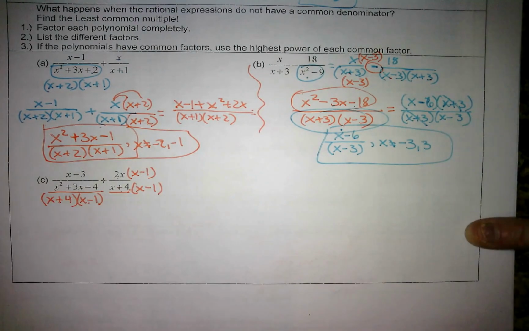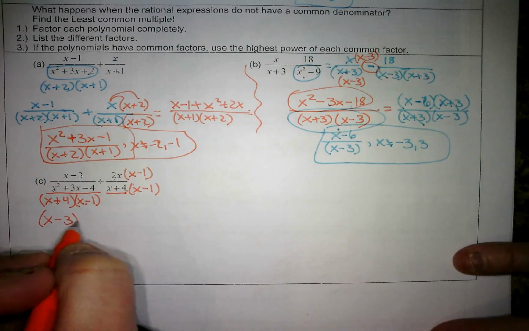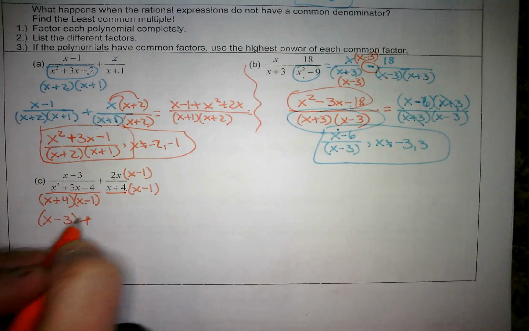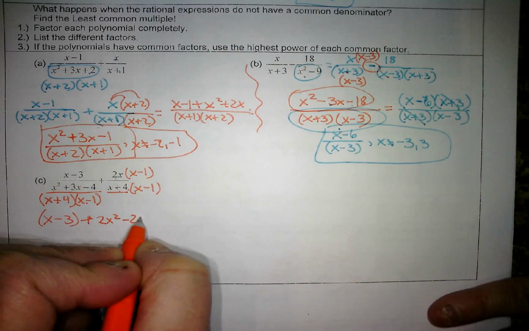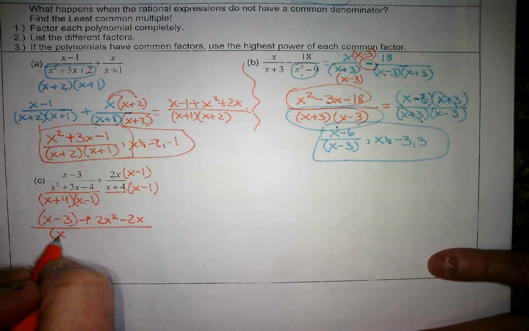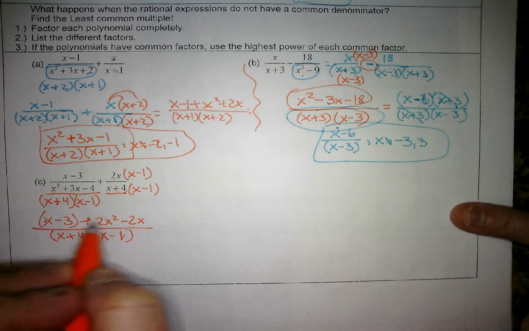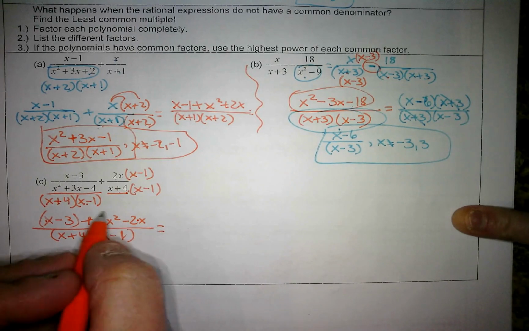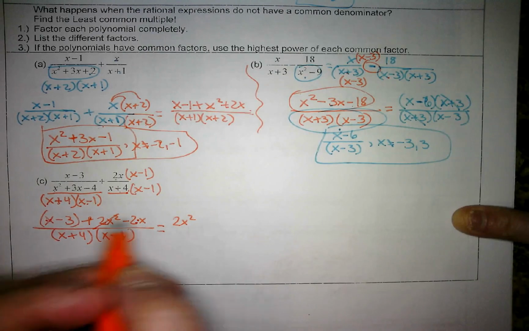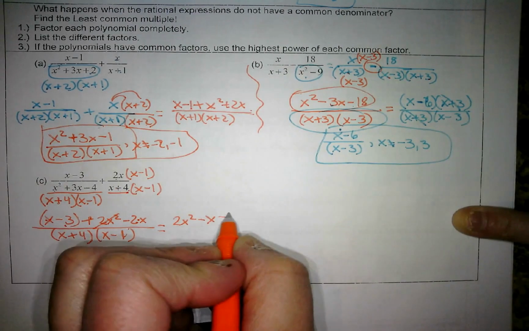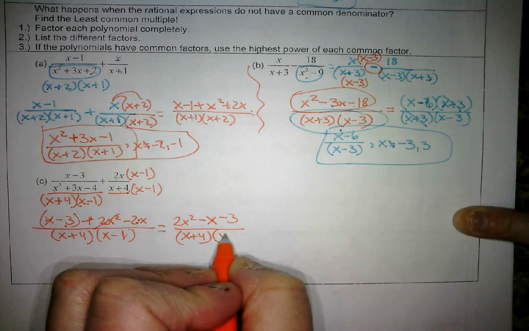Alright, now we're going to do our addition. So we have x minus 3 plus, and you don't have to put parentheses around it, I just did because I wasn't thinking about not doing it, 2x squared minus 2x all over x plus 4 times x minus 1. Alright, so x combines with negative 2x. Okay, let's start with this 2x squared here. So 2x squared, negative 2x and positive x is negative x, and then minus 3. All over x plus 4 times x minus 1.